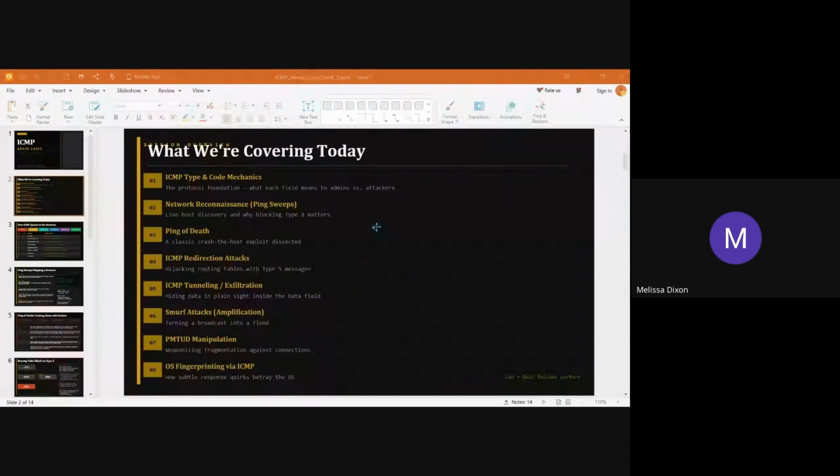Okay, so like I said, we've got eight topics. I'm going to go through them really quickly, and then we'll go through them individually. We have ICMP type and code mechanics. That's the first one. Network reconnaissance, like ping sweeps. And then we have the ping of death and ICMP redirection attacks, ICMP tunneling and exfiltration, Smurf attacks, PMTUD manipulation, and OS fingerprinting via ICMP.